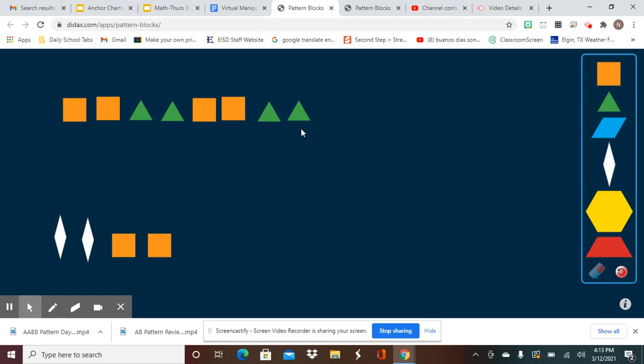Oh, goodness. It's getting a little bit hard. Okay, so what's next? Is it going to be a square, square, triangle, triangle, or rhombus, rhombus? Not even the rhombus, right? Because there's no rhombus up here. So that was silly of me. So what do you think is next? It's going to be square, square. Good job. So let's say it together. Square, square, triangle, triangle, square, square, triangle, triangle, square, square. Good job. Let's go to our next AABB pattern.